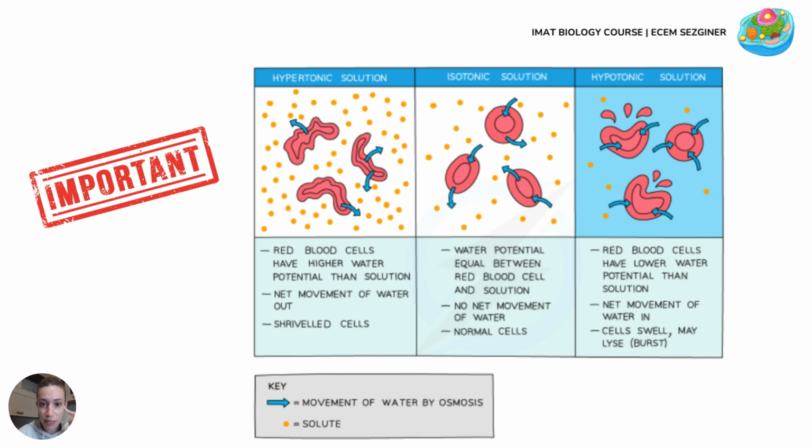And the third possibility is being in hypotonic solution, where water is more abundant in the outside environment and it's less in the cell cytoplasm. So therefore, red blood cells have lower water potential, and the net movement of the water will be from outside to the inside of the cells. And since these cells are taking in water, they are going to swell. And if they stay in hypotonic solution too long, they are going to burst because of the amount of water that they are trying to absorb.